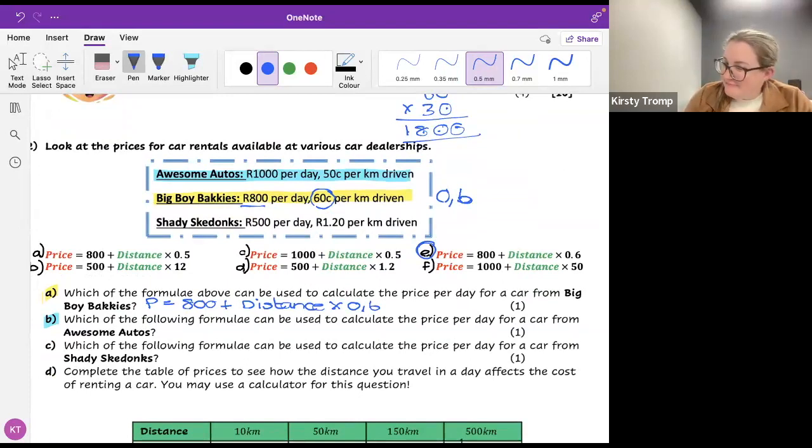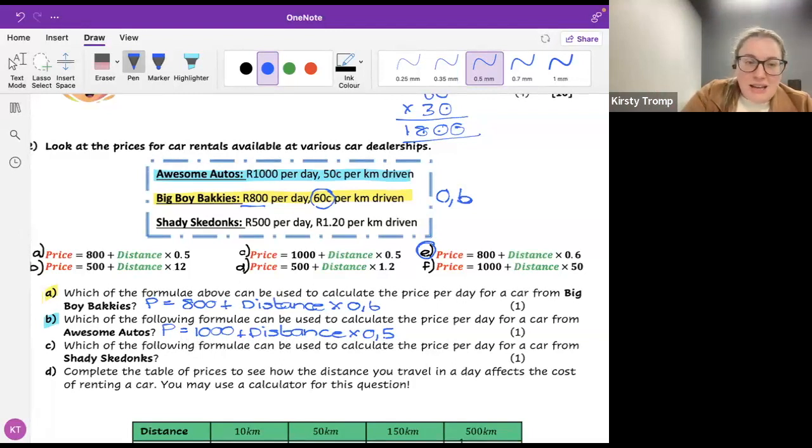Oh no. It's C. Good, it's C. Well done. So it's going to be price is equal to 1,000 because of 1,000 Rand plus distance. And what did you do with the 50 cents? You changed it to 0.5. Well done, because it's 50 cents and we're dealing with rands, so we changed it to cents. Well done, Jaden. Thank you so much.